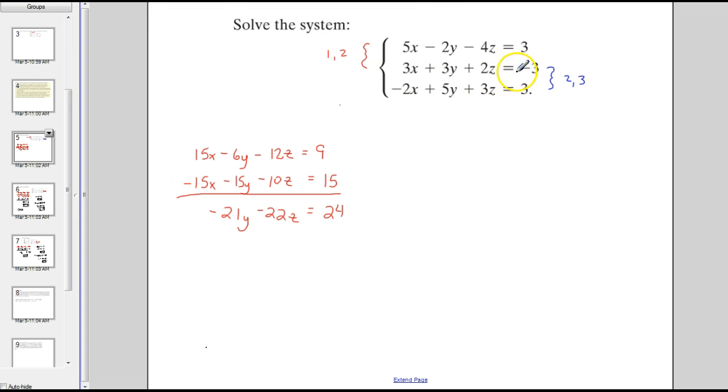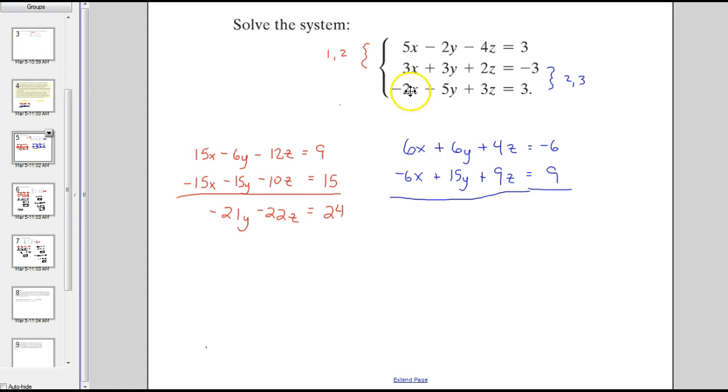So now when I go and pick these two, I'm going to multiply this top equation right here by 2 to get a sign change. And I'm going to multiply the bottom equation by 3. And I'll have a sign change in x, and it'll be eliminated just like it was over here. So I'll get 6x, 6y, 2z equals -6, and then the opposite sign, which is what I wanted, times 3, 15 times 3 is 9, times 3 is 9 here.